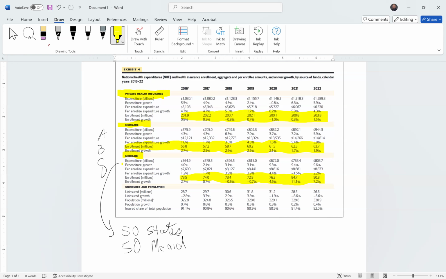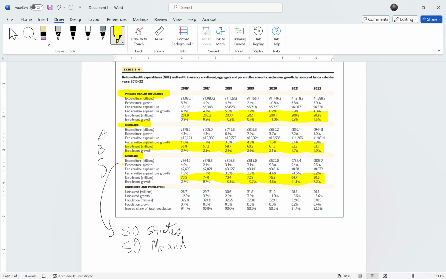The other health insurance programs, there are separate programs for active members of the military or for veterans of the U.S. military through the VA. Those are substantial, not as large as the three big buckets.